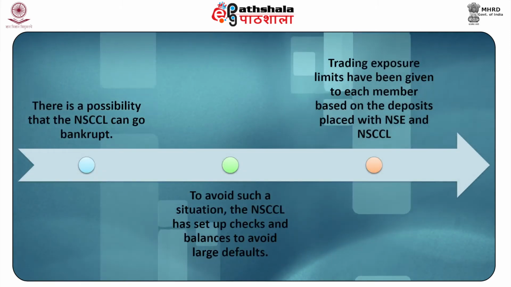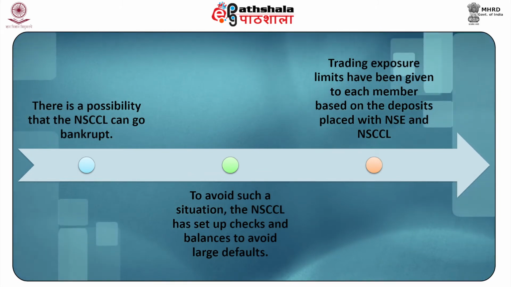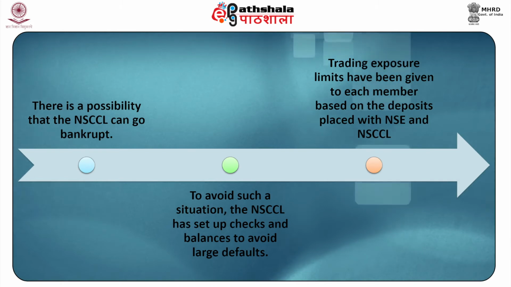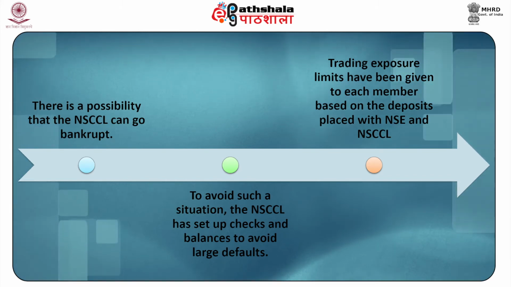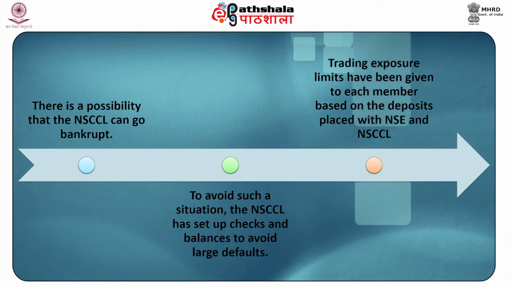Dealing with defaults. What if there are defaults in large numbers? There is a possibility that the NSCCL can go bankrupt. To avoid such a situation, the NSCCL has set up checks and balances to avoid large defaults. Trading exposure limits have been given to each member based on the deposits placed with NSE and NSCCL. For example, a trader makes a deposit of rupees 10,000 and his net exposure ratio is fixed at 20 times. This implies that he can trade within an exposure limit of rupees 2 lakh.